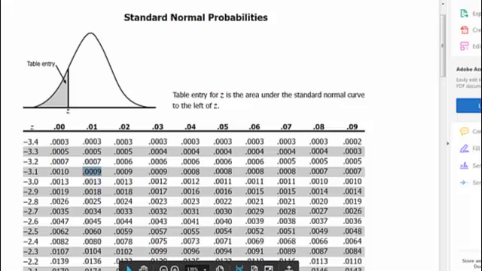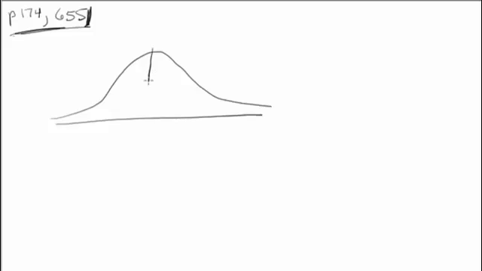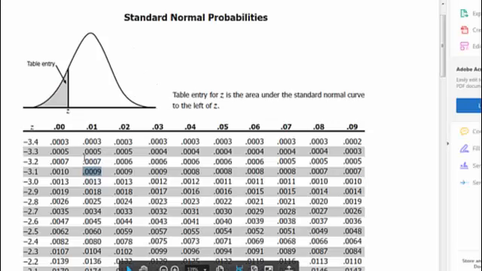So we know to the left of -3.11 there's 0.0009% of the data. Let me go back to my drawing and show you what that is telling us. So we have our normal distribution. We've got 0 here, right? So z, 0, -1, -2, -3. So that was telling us -3.11 is probably going to be right here. The area to the left of z, which is this pink area, I've already forgotten what the number is though.